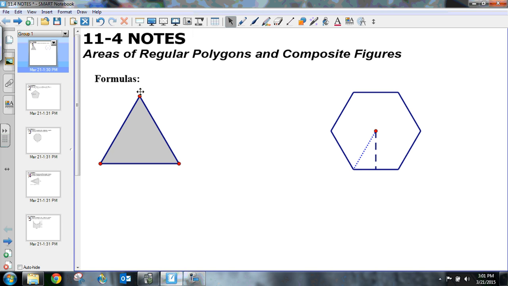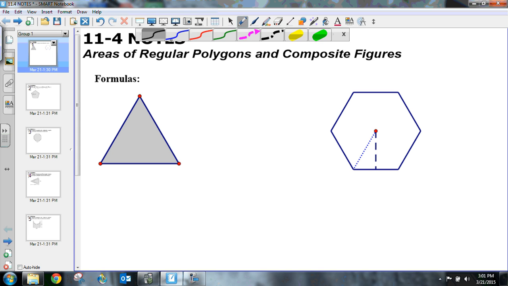Okay, the following is a video over 11.4 notes, and this is over the areas of regular polygons and composite figures. This is something that'll pop up on the ACT, so I want to make sure I go over it with you so that you have some techniques to do this.